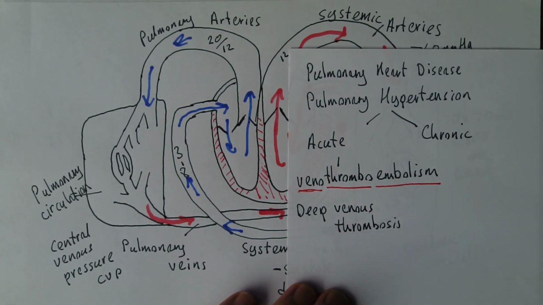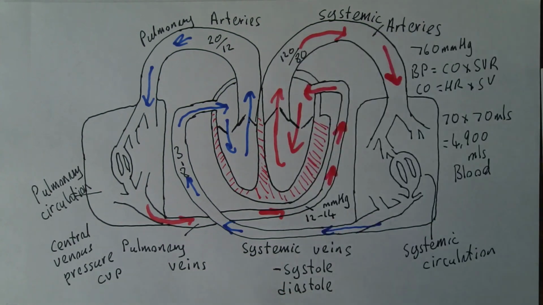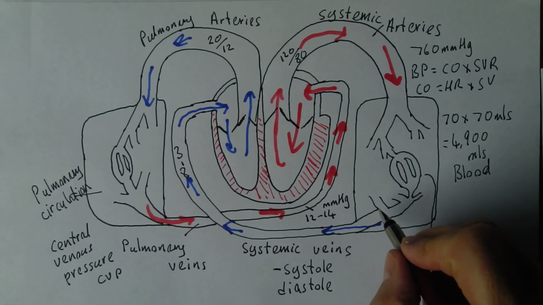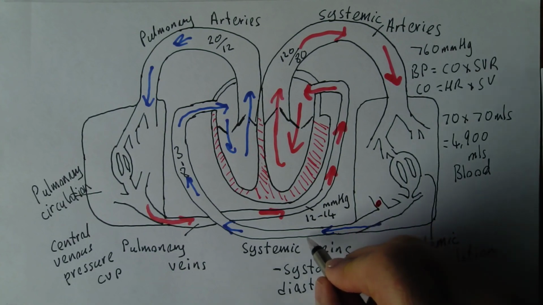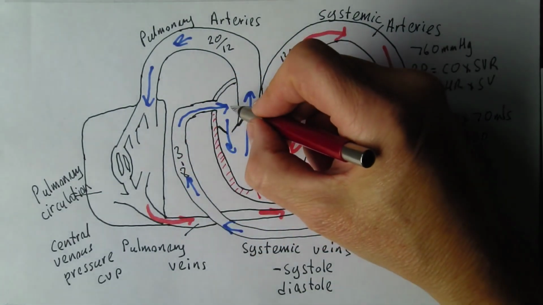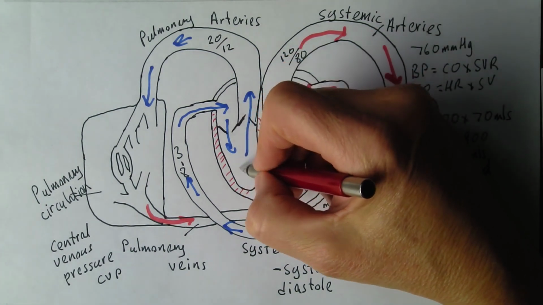A deep venous thrombosis. And we can actually plot what happens here. Because in a deep venous thrombosis, the problem is going to start in the systemic veins. So there could be a blood clot in a vein here in the leg. And as an embolus breaks off that, it's going to go through the right side of the heart, through there.